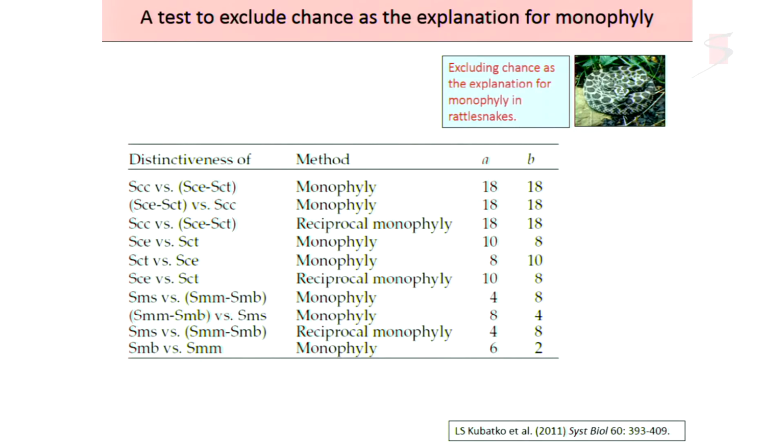Okay, so here's an example of this one. I took this one from Kubatko and Gibbs and Bloomquist, and this is a case in rattlesnakes. They had a number of different cases where they'd observed monophyly or reciprocal monophyly in a study in a lot of different rattlesnake groups in the eastern U.S. And these are the sample sizes for different pairs of groups. And these are different hypotheses that they're testing about whether there's reciprocal monophyly or monophyly only of one group in relation to another.